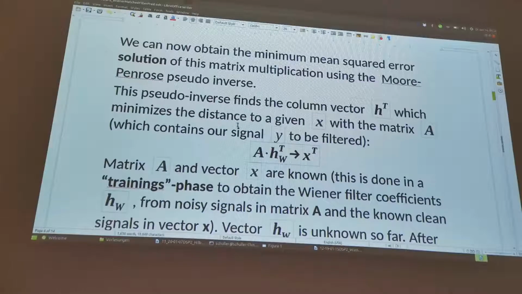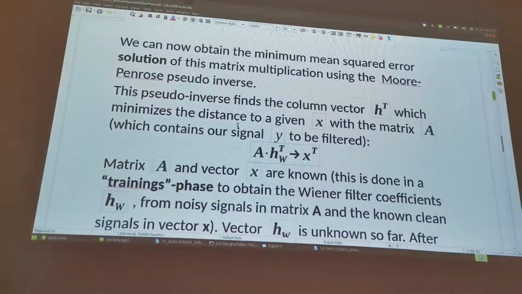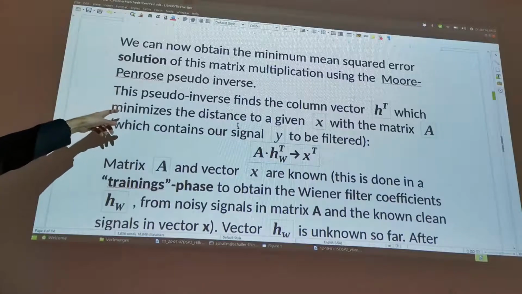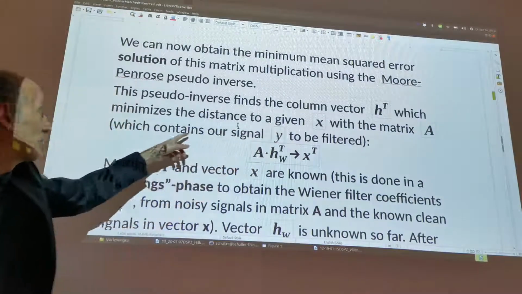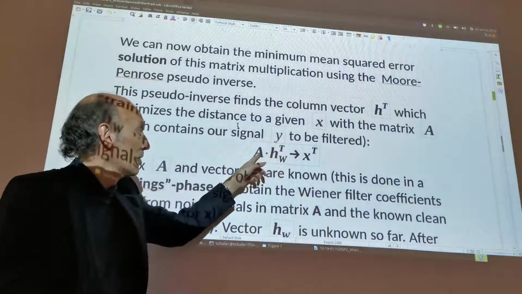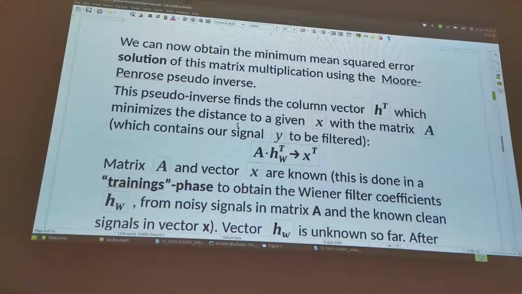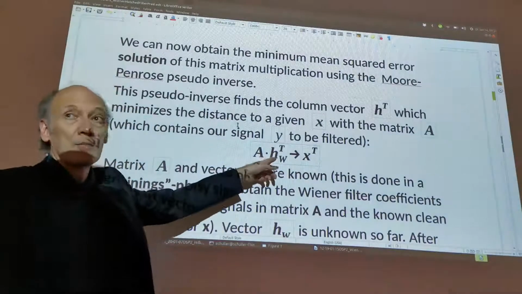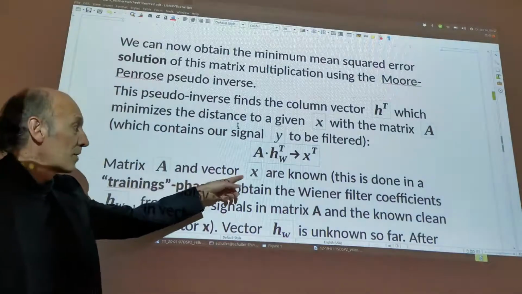And now we can obtain the minimum mean square error solution of this matrix multiplication using the Moore-Penrose pseudo inverse. This pseudo inverse finds the column vector h transpose, which minimizes the distance to a given x with the matrix A, which contains our signal y to be fitted. So here, this is our equation with our desired goal. And we want to obtain h_W. So matrix A and vector x are known.